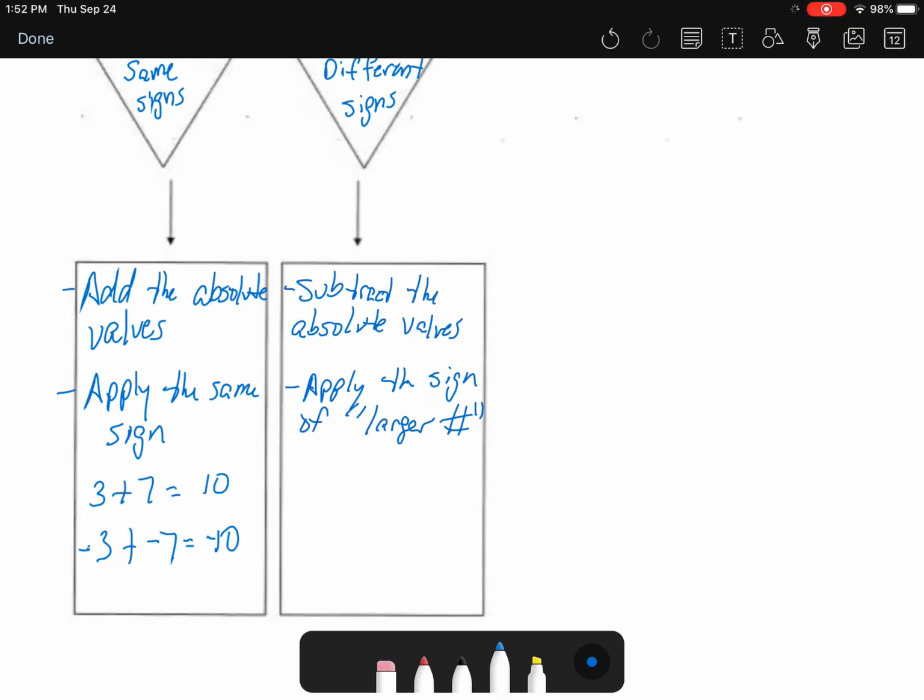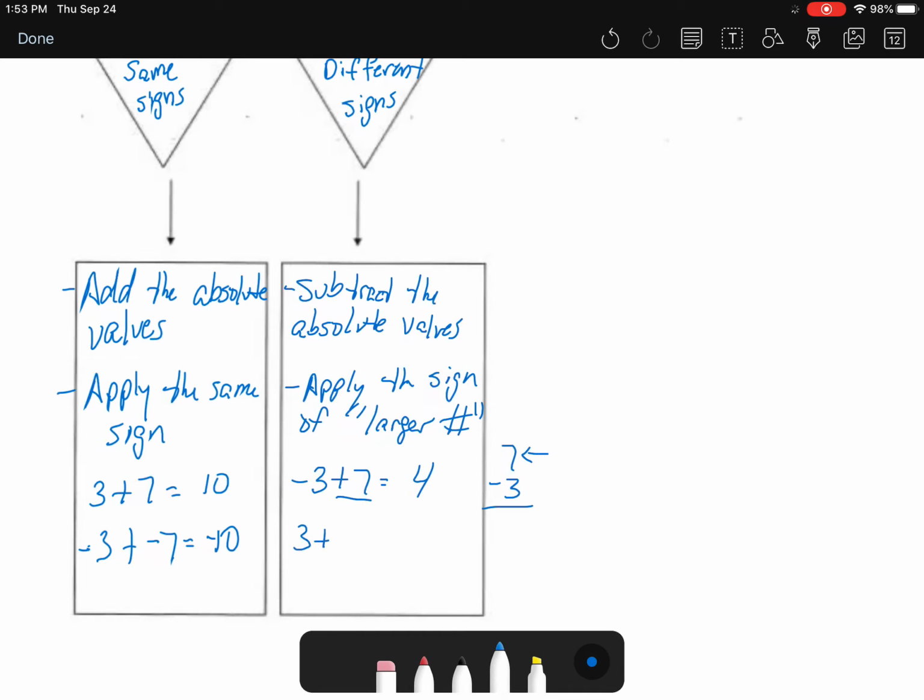So for example, if I had negative 3 plus 7, I would need to take the absolute value of both those numbers. Negative 3 would be 3, 7 would be 7, and I'd have to do 7 minus 3, which is 4. And then I have to look at the larger number. Now when I'm saying larger number, I do mean their absolute values. So which number is bigger, 7 or 3? 7 is the larger number. It is positive in this case, so my answer is going to be positive 4.